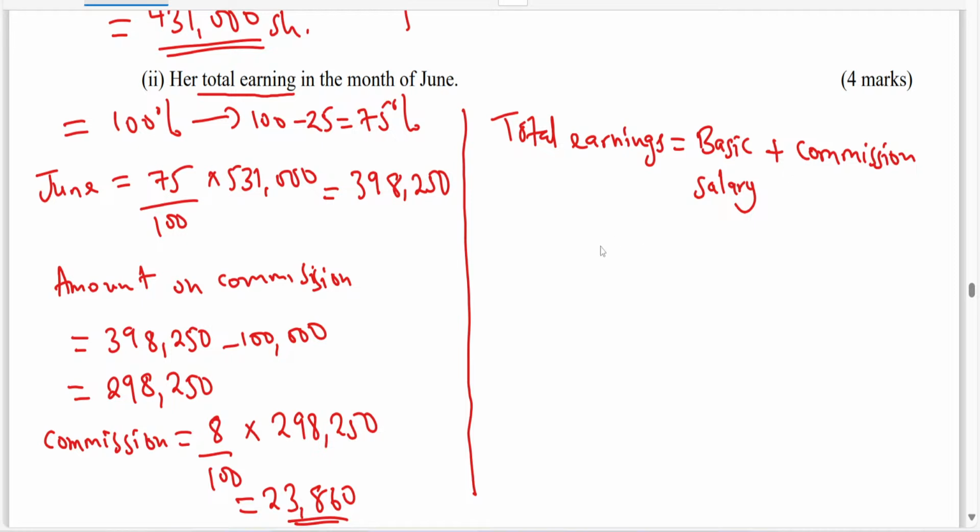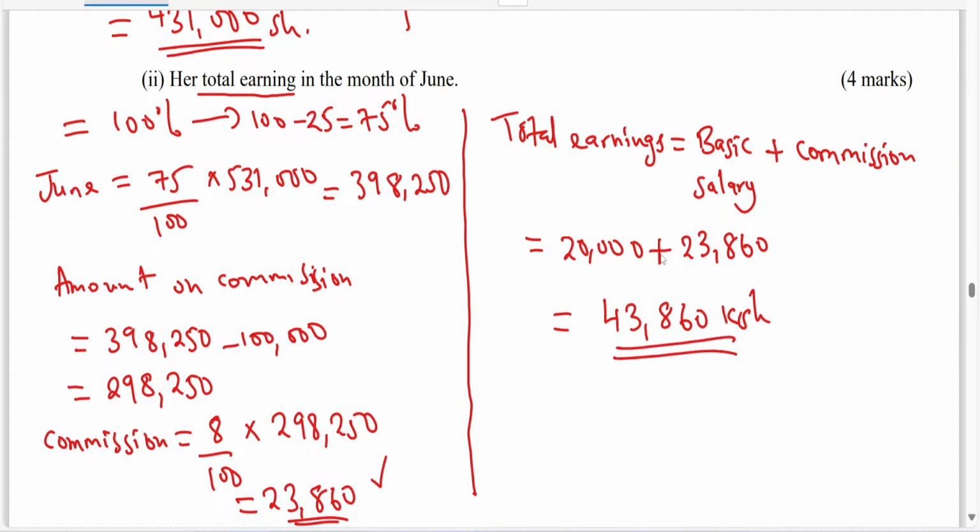Sawa, your basic salary tumeambiwa, nakumbuka paka say 20,000, very small amount, paka mimi mwenyewe nataka kulia. Plus your commission, which is 23,860 Kenya shillings. So your total earnings zako, if you add those two, gives you 43,860 Kenya shillings. Very sad. A Kenyan person earning this amount, 43,860 shillings.